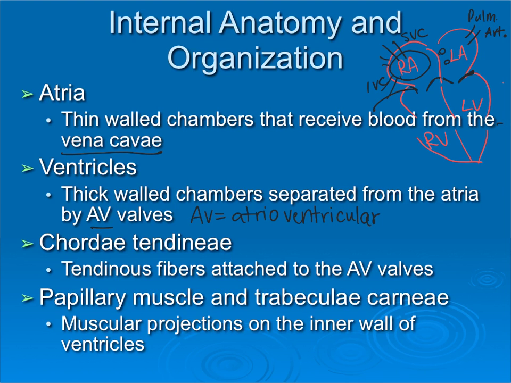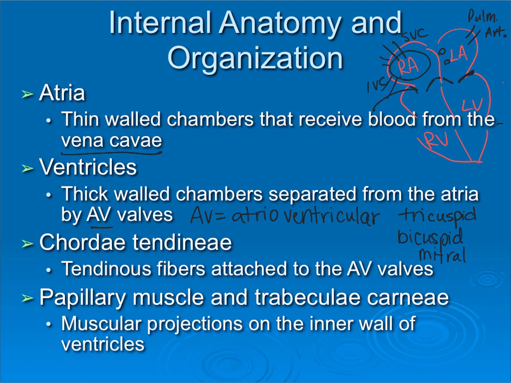The other names, respectively, for the right, we also call it the tricuspid valve. For the left AV valve, we would also refer to that as the bicuspid or mitral. And the purpose, again, is that they separate the blood from the atria and the ventricles.